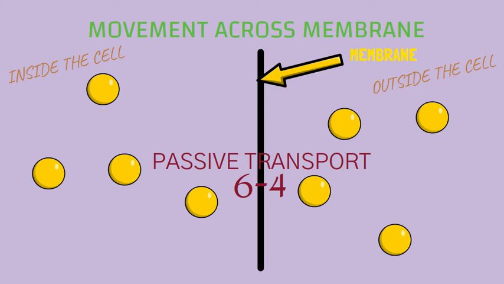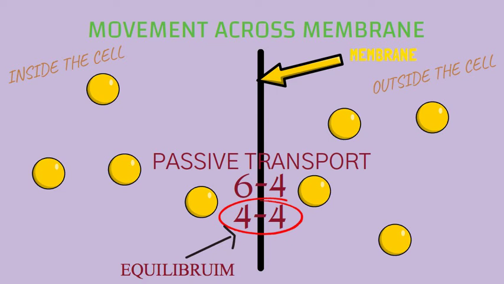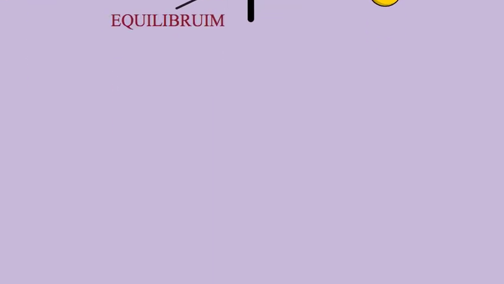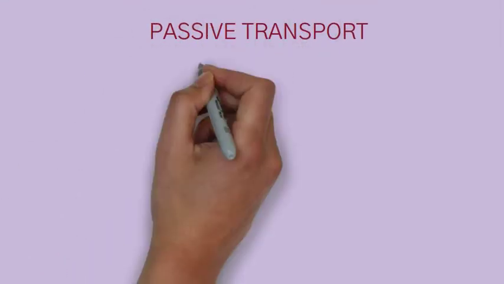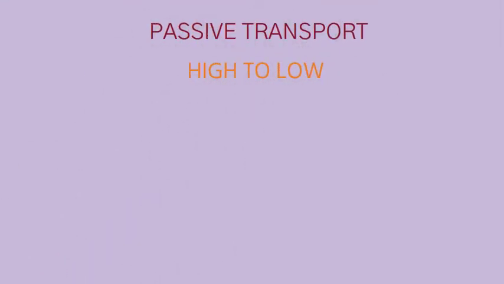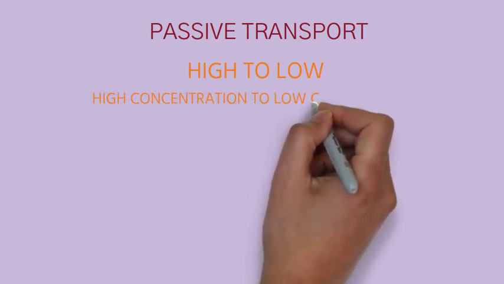Molecules will travel from the inside of the cell, which is more concentrated, to the outside of the cell, which is less concentrated. When 2 molecules go from the inside of the cell to the outside of the cell, the concentration becomes equal. This is called equilibrium, when molecules inside and outside the cell are equal. Passive transport involves molecules going from high to low. In other words, from a higher concentration to a lower concentration.